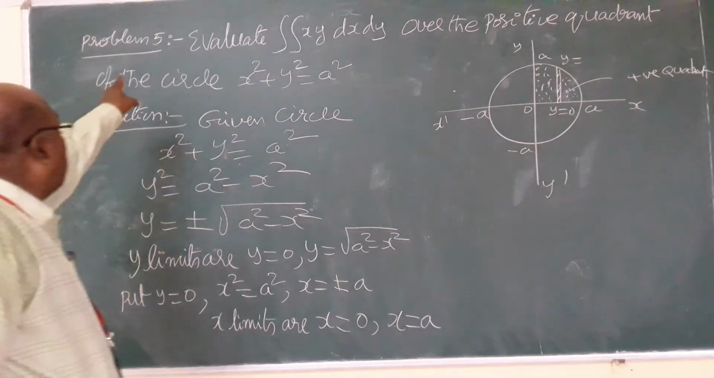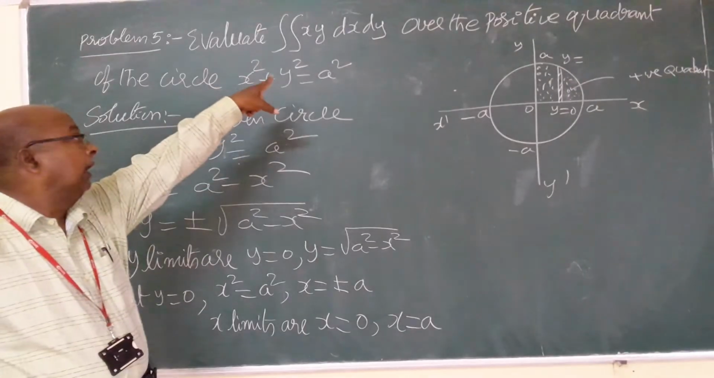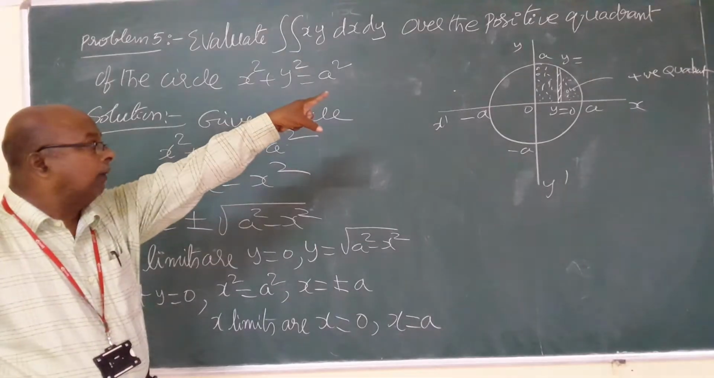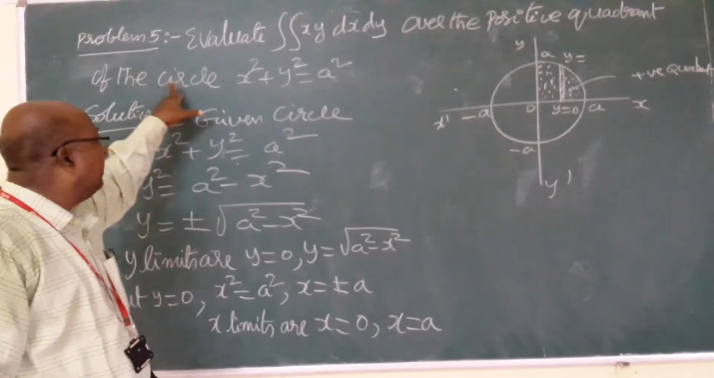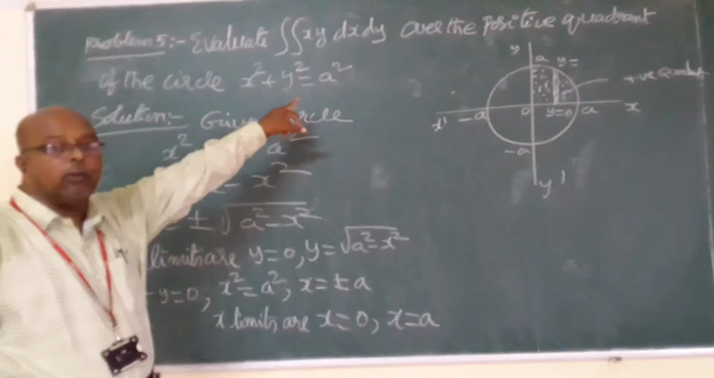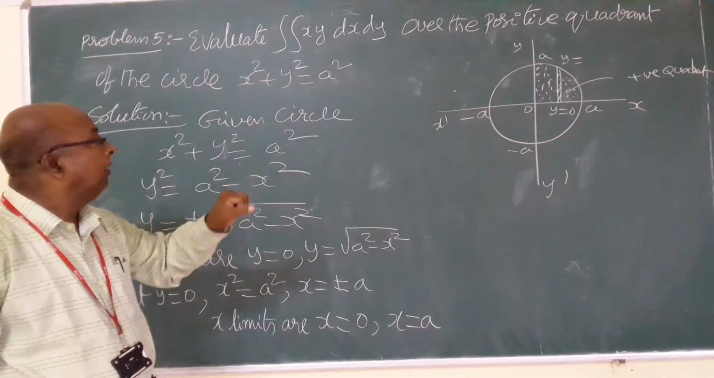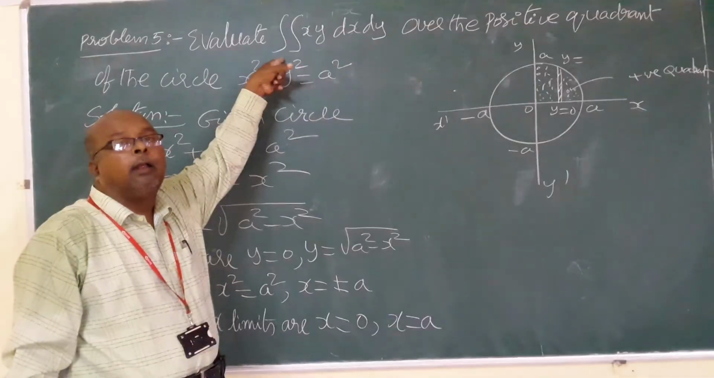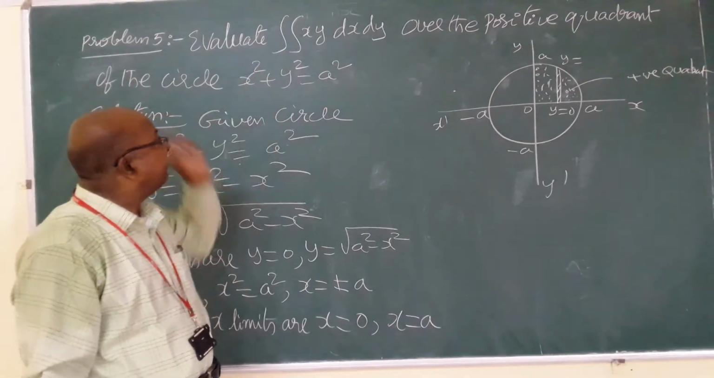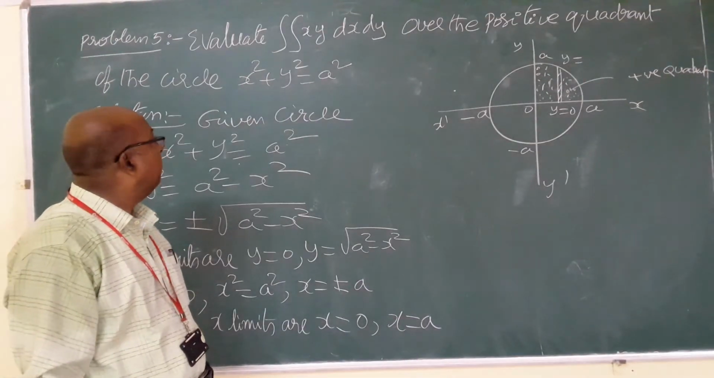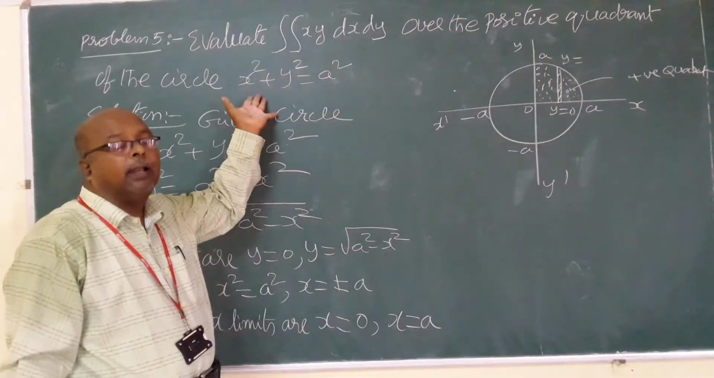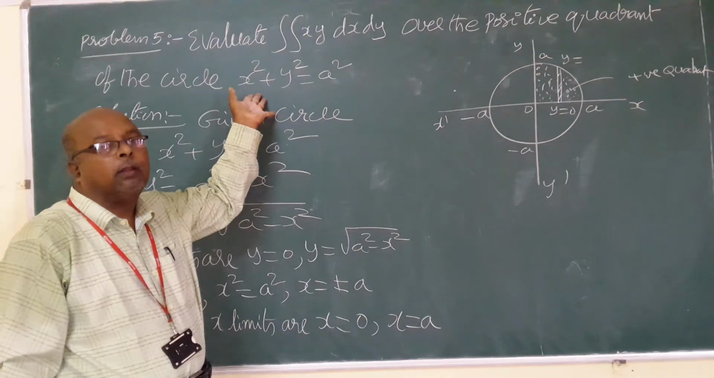So observe problem 5. Evaluate the double integral of x y dx dy over the positive quadrant of the circle x square plus y square is equal to a square. Here limits are not given. We have to write limits of the double integration according to the given diagram, given rules.